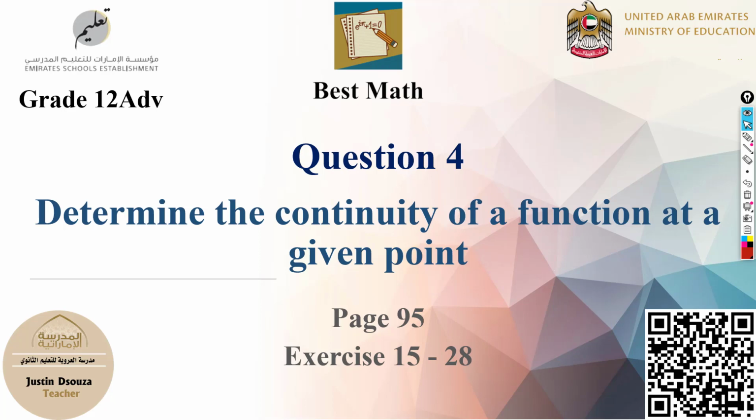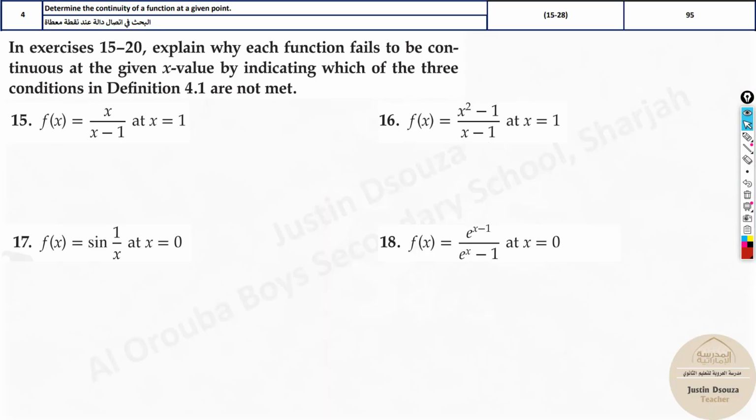We now move on to question number 4, that is to determine the continuity of a function at a given point. The first set of questions is to explain why exactly it is not continuous. Now, the easy and simple way is to just look at the given x value. They're asking why does the continuity fail? Why is the function not continuous at the given x values?